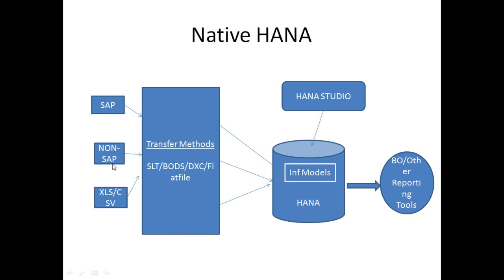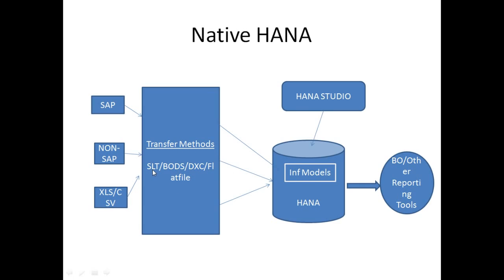Then if we move forward, this is a little bit of detail into the SAP native HANA architecture. As we can see here, we have different systems: SAP, non-SAP, and then flat files. The flat files supported in HANA are XLS and CSV. We'll be looking at how to load CSV files shortly. We get all the data from these systems into HANA using one of the transfer methods here.